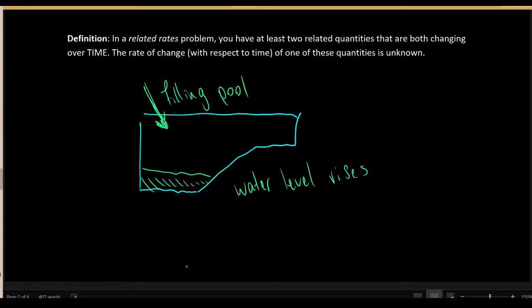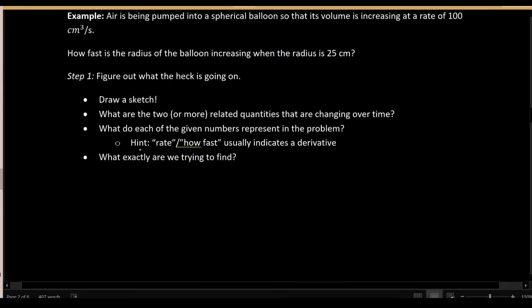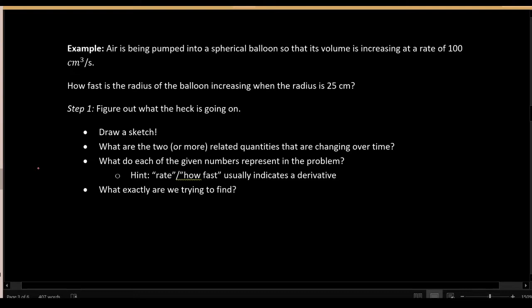But the question might be, how is the rate of change of the water level affected by the rate of change of the volume? If I fill the pool at a rate of maybe 5 cubic meters per minute, how fast will that cause the water level in the pool to rise? That kind of thing. So in this video, I'm going to give you two examples, and I'm going to use them to demonstrate my general step-by-step thought process and technique for problems of this nature.